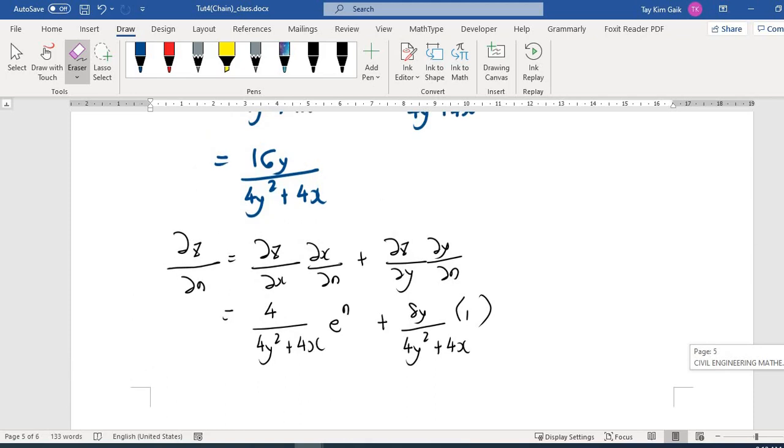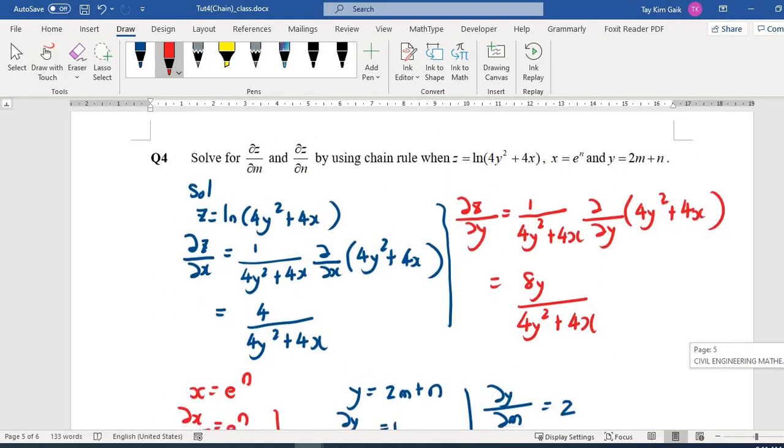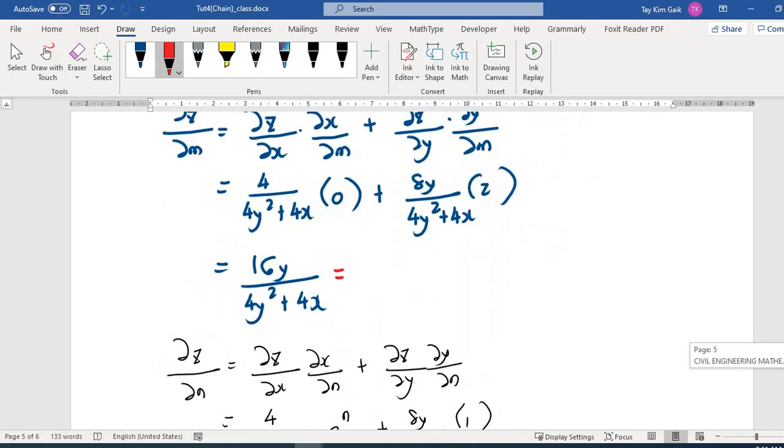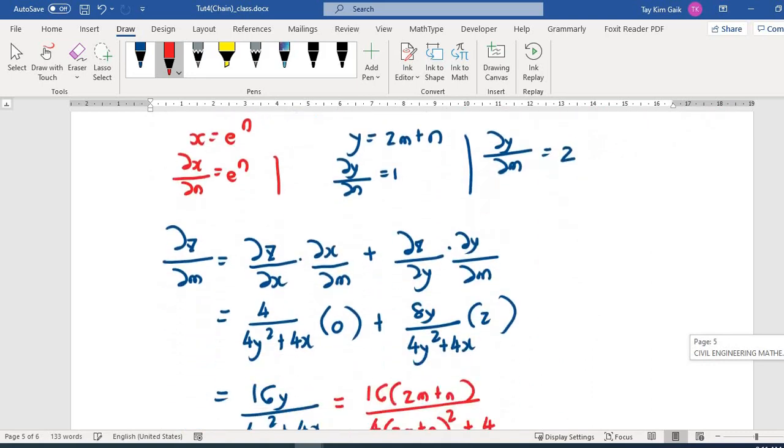If we want the answer in terms of m and n, then this one, what's the y? Okay, you have to plug in back the y and x value. That's 1. Y is 2m plus n. So we got 16, 2m plus n. So y squared, this will be 2m plus n squared. What's the x value? X is ln 4y squared plus 4x.